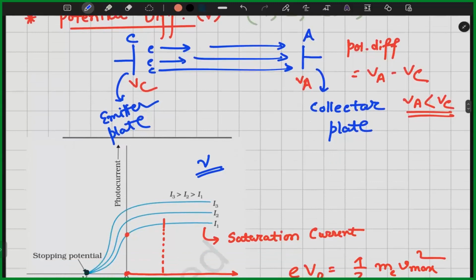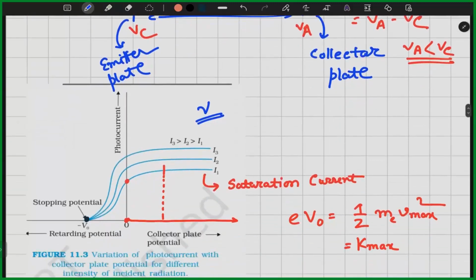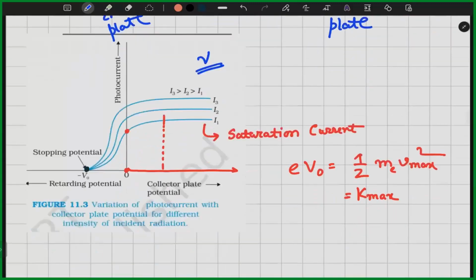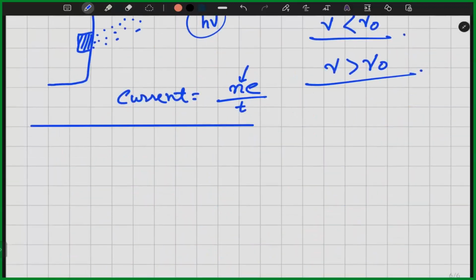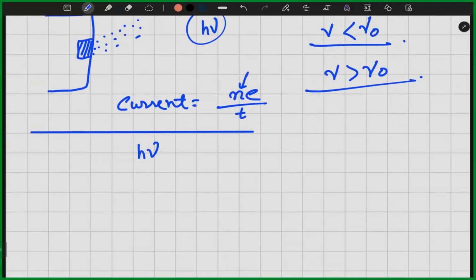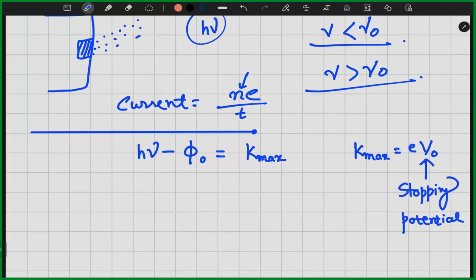Okay, so now let us first explain this curve. So now if we apply, what happens? So this is the energy given by the photon. This is the phi 0 required for an electron to emit, and this is the rest of the energy, Kmax. Now from stopping potential, we know that Kmax would be equal to eV0. V0 is the stopping potential, right?